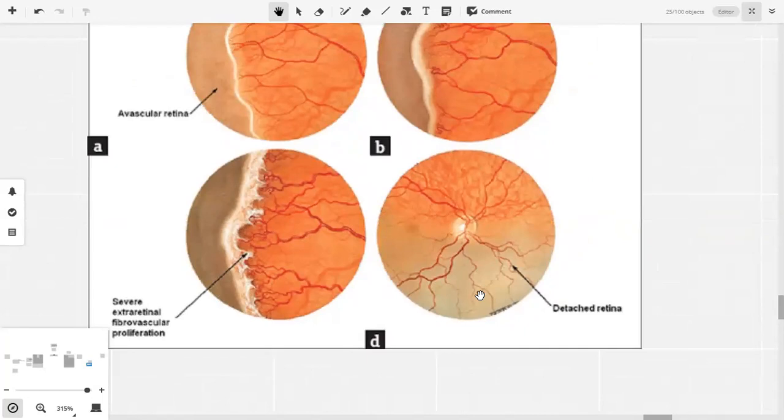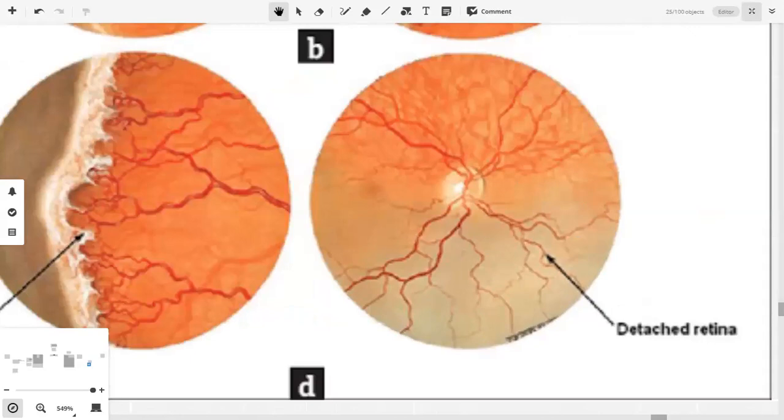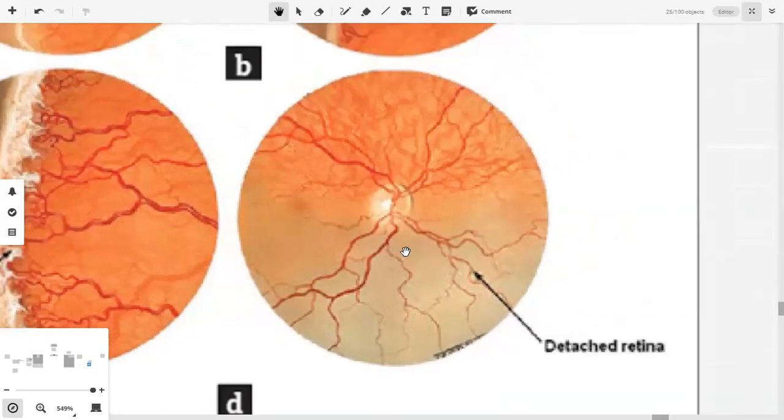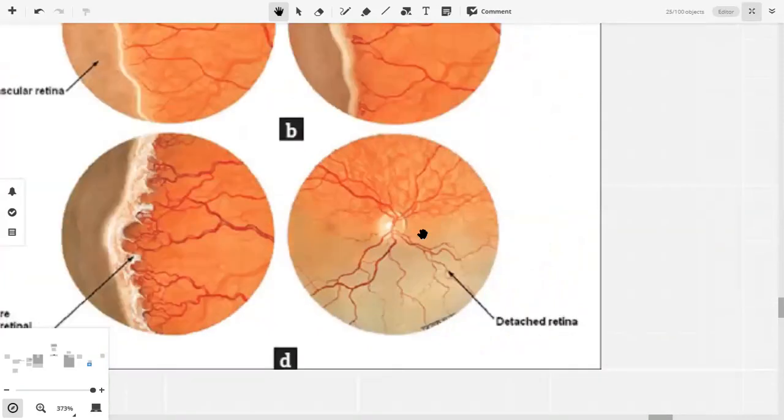There is either fluid or anything which is fluid pulling the retina away from the choroid, from the retinal pigment epithelium. Only those vessels which are present on the retina are visible. So we cannot see the choroidal vessel pattern beneath these vessels, meaning that the retina is detached. This is stage 4. And what will be stage 5?